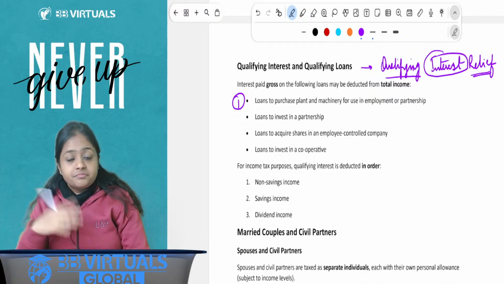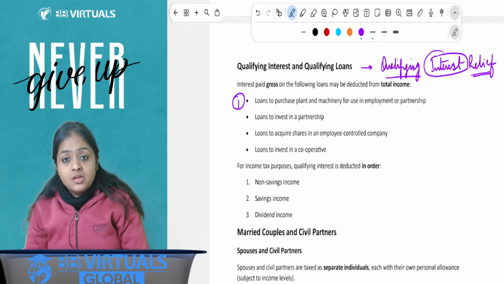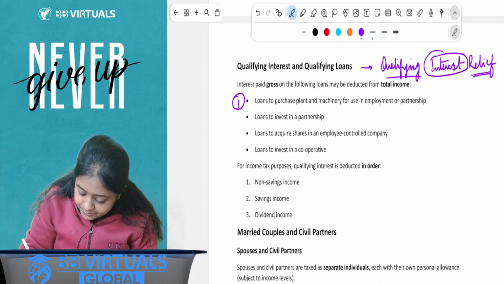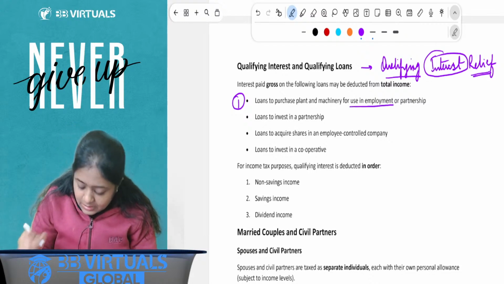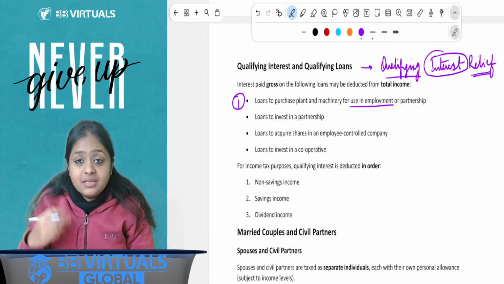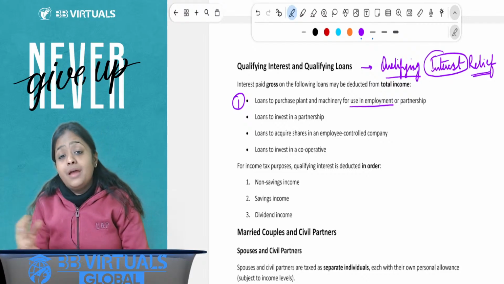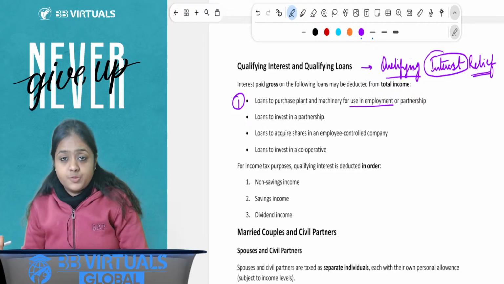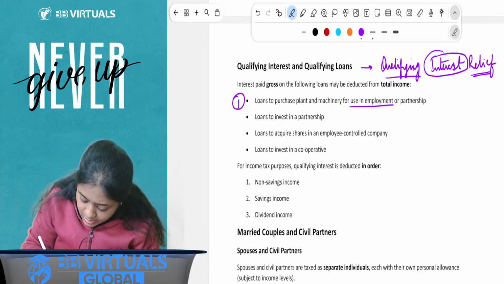Now, what is employment purpose? Employment purpose means that the employee has bought it, and he's going to use it for his office purposes. So now, what is this plant and machinery? Can we take an example?